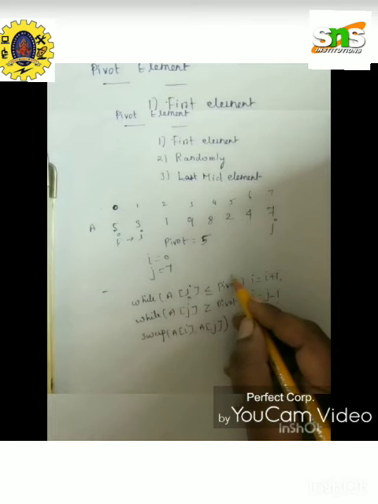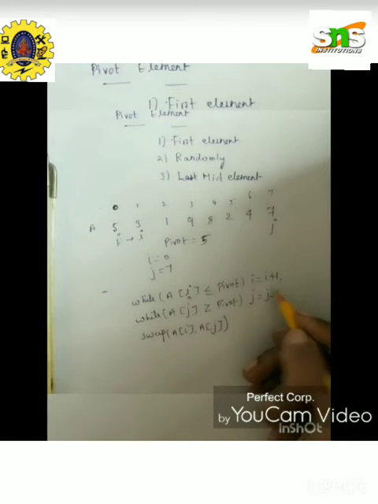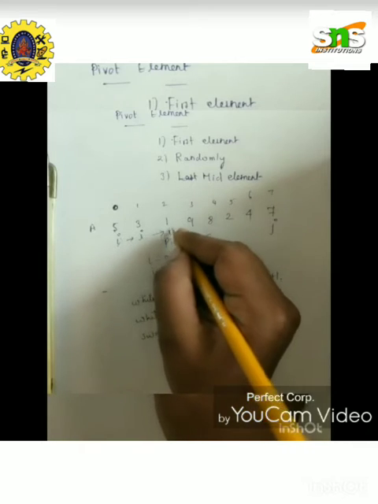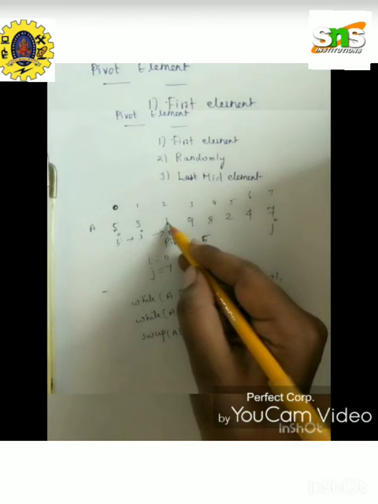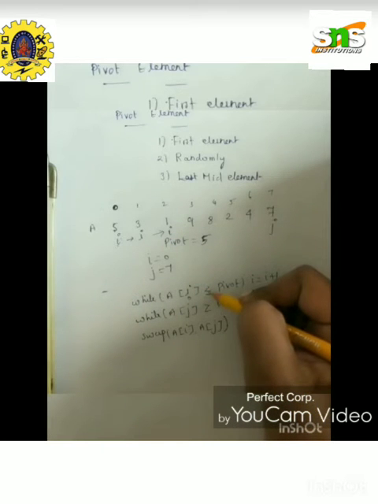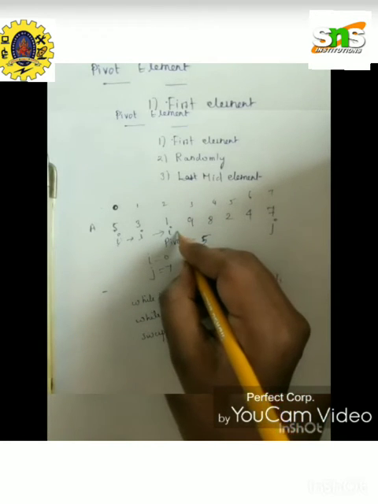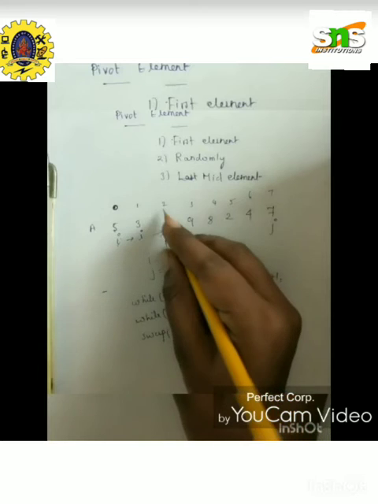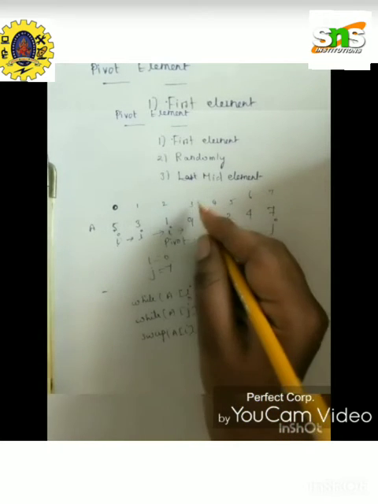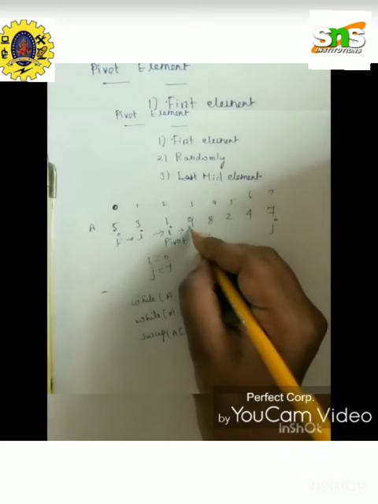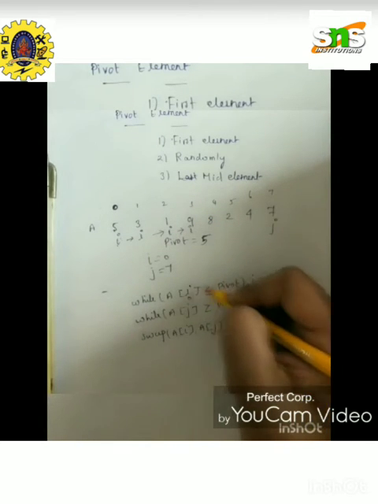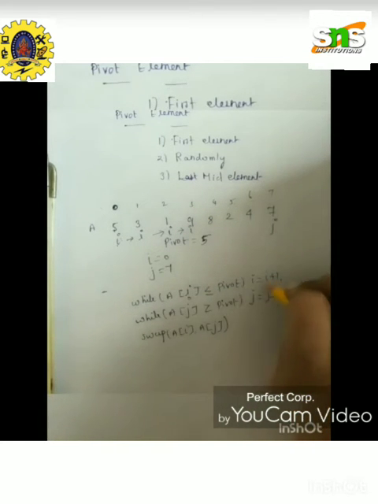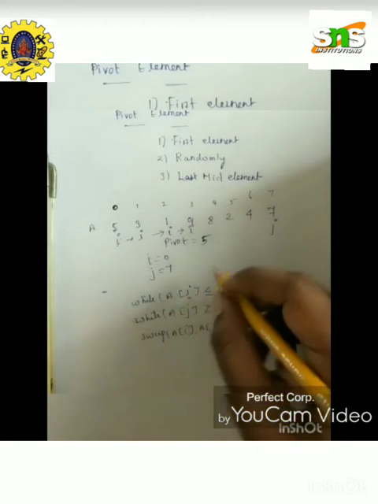3 less than or equal to 5, condition true. Again increment i, and i moves here. Next compare the value of a of i, which is 1. 1 less than or equal to 5, condition true. Next increment i. i was incremented from 2 to 3, so now i points here. a of 3 has the value 9. 9 less than or equal to 5, condition fails. Move to the next statement.